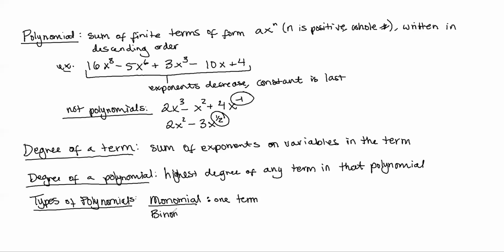A binomial, if you can guess, like a bicycle, is going to have 2 terms. And then finally, a trinomial has 3 terms. And again, if it has 4 or more terms, we're just going to call it a polynomial. Poly just means many. All right, so for this first set of examples with polynomials, we're going to go ahead and do a few things with this one.